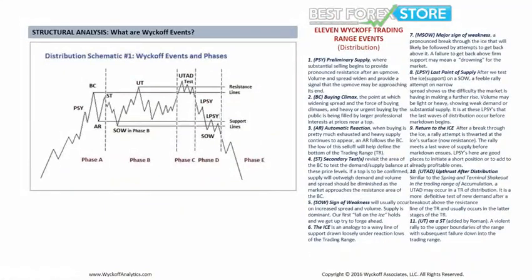Distribution. So we are going to have the same phases, and the intention behind the phases is the same. Phase A, stopping action. What are we stopping? The previous uptrend. How do we recognize that stopping action? By several points.